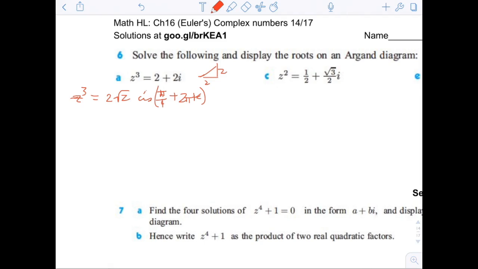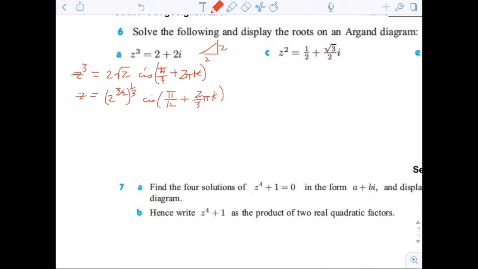And then we can take the cube root of both sides, which would give us z equals the cube root of 2 square root of 2, which is 2 to the 3 halves. And then the cube root for the cis would appear as pi over 12 plus 2/3 pi k. And obviously, since it's a cube root, there would be 3 different solutions. So it would be 2 to the 3 halves to the 1/3, we'd multiply these together, we get 2 to the 1/2.